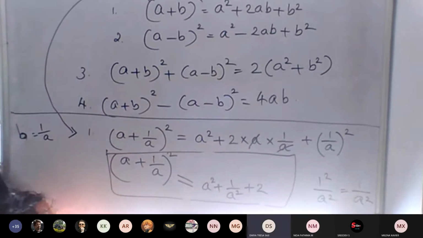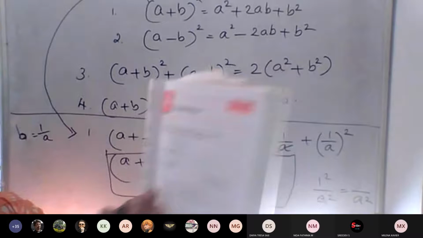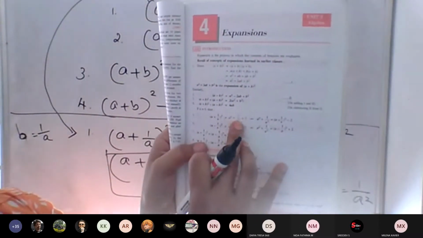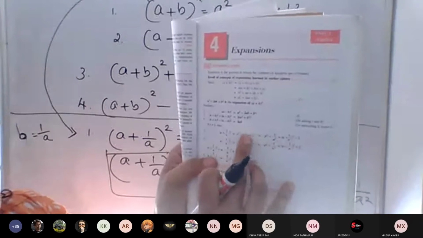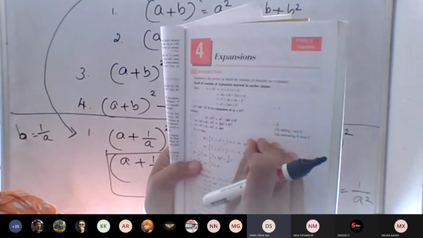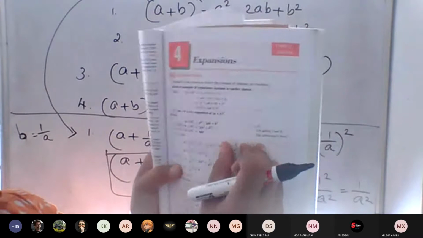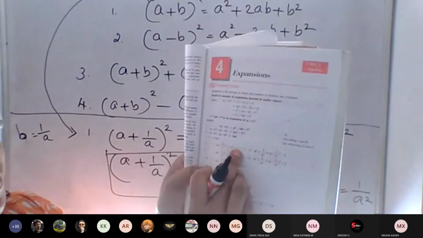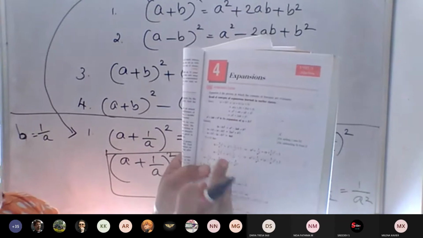Okay. Ma'am, fifth one we have to mark? Which one? Fifth one? Sure. A plus 1 by A. Two formulas are there. A plus 1 by A whole square is equal to A square plus 1 by A square plus 2. That you mark. That only one. Okay, ma'am. One is enough. No need of writing that bold one. First you mark this one only. Okay. After that I will explain the next one.